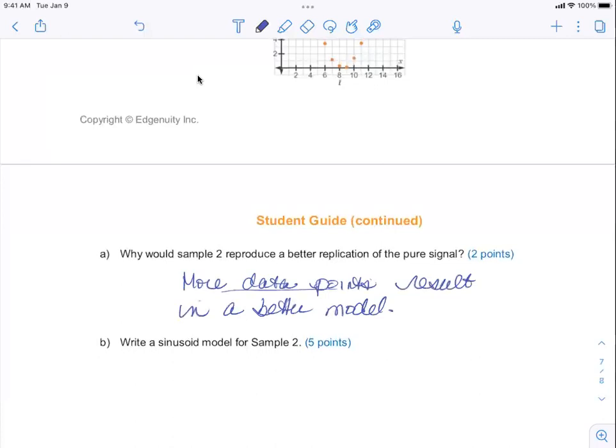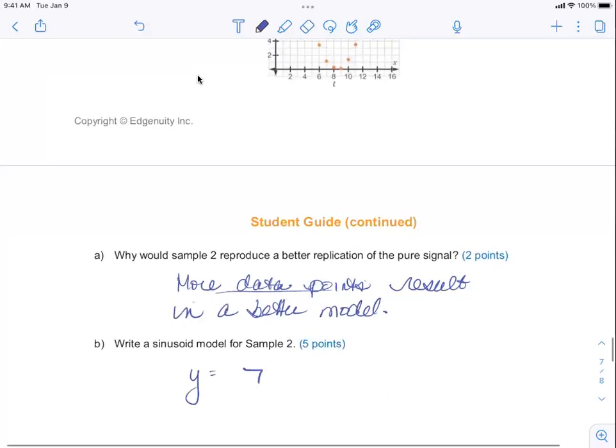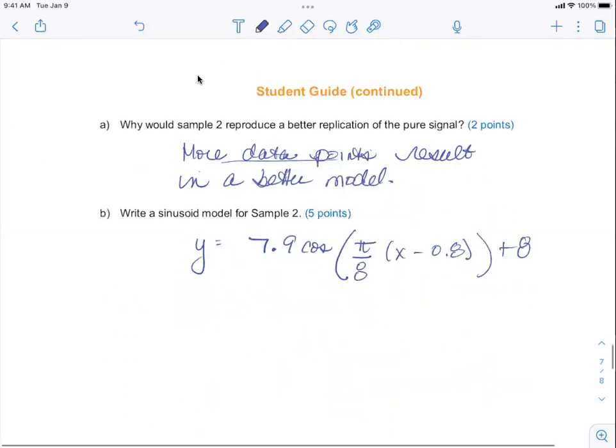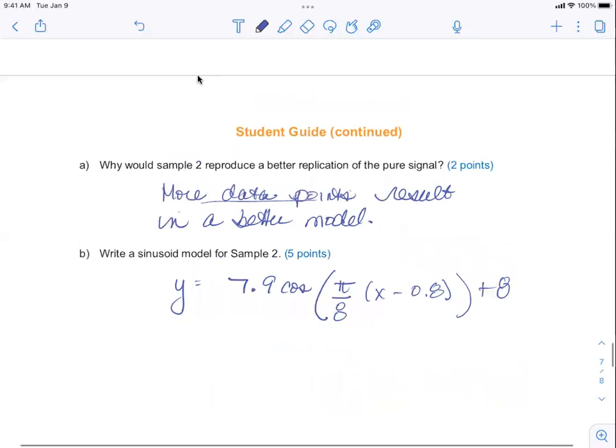Write a sinusoid model for sample 2. Now, they didn't give you all the steps like they did in the first few, but you go through the process. You can see that your amplitude is 7.9. Your B for that frequency phase is 8 underneath pi, so pi over 8. X minus 0.8, that 0.8 is the phase shift, and then plus 8 is how high it shifted up. So for letter B, you'd have to go through all those steps and calculate the different pieces just like we did prior. So I hope that helps, and good luck.